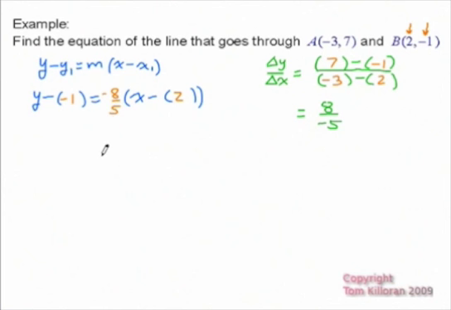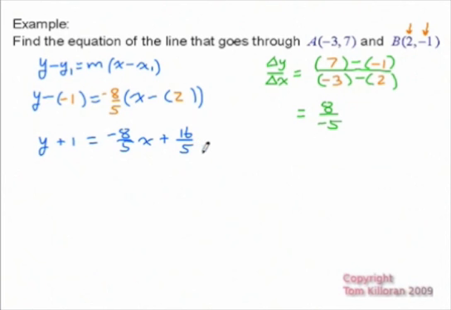Alright, and all we have to do is simplify this equation. So we're going to get y plus 1 is equal to negative 8/5 x plus 16/5. Now if you don't mind working with fractions, you can just subtract 1 across and you actually come up with your answer. I'm going to show you another way of doing it.